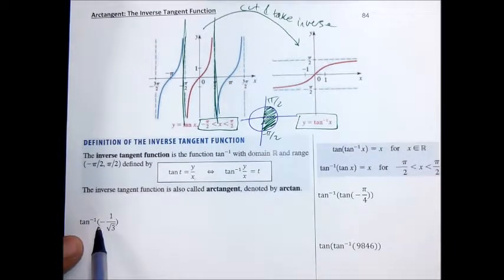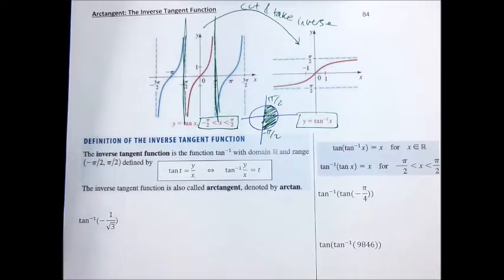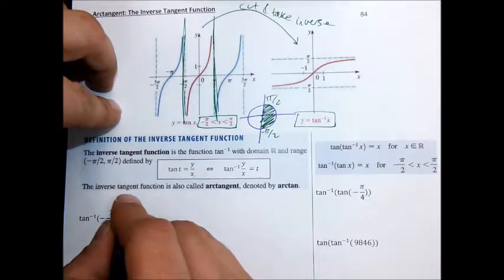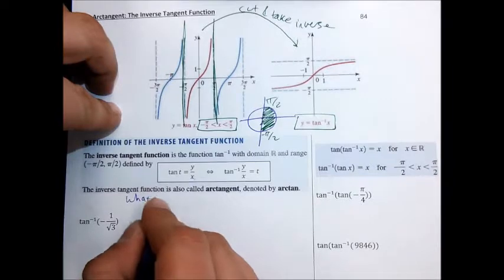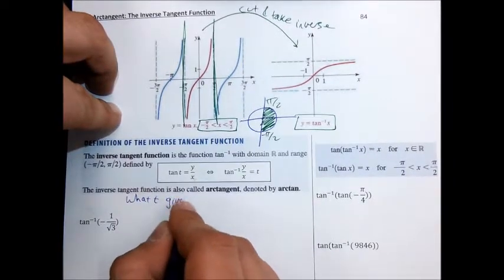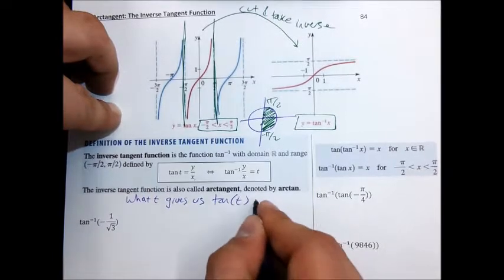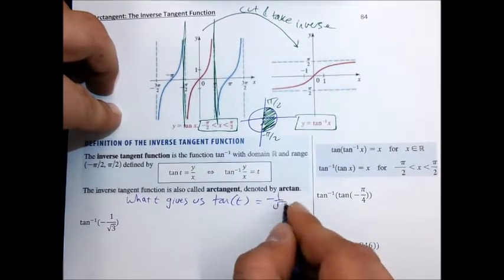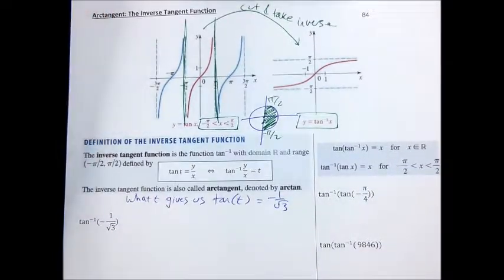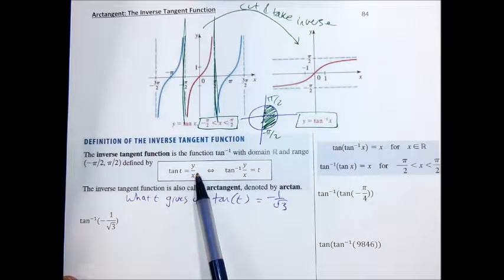So in this first one, tan inverse of minus 1 over root 3, the way we think about that, just like the other ones, is we think, what t gives us tan of t equals minus 1 over root 3? We're doing the same thing as we did on the last page, but now we need to think of dividing two things, because tangent divides the y and the x.